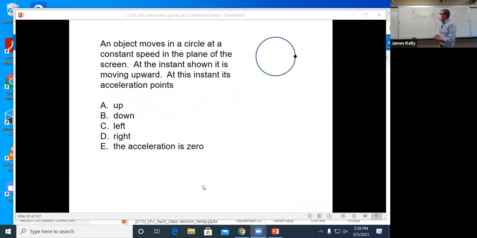An object moves in a circle at a constant speed. We're going to be talking about uniform circular motion. That means motion in a circle at constant speed. At the instant shown, it's moving upward. So it's that dot that's on the right-hand side of the circle. It's going around at a constant speed. And we're just talking about a moment when it's right here, passing that point. At this instant, which direction does its acceleration point?